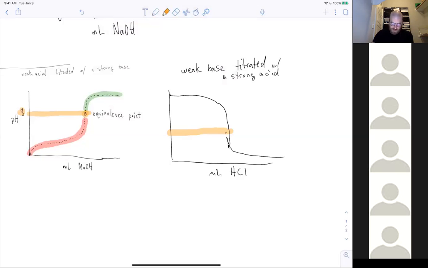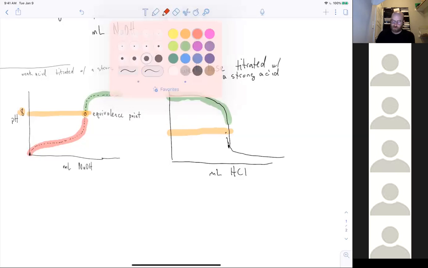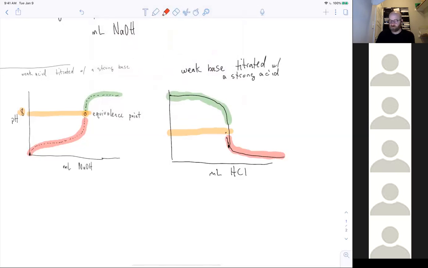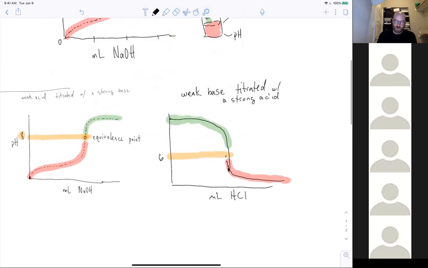So here, you start out basic, and then you pass through the equivalence point, and then things become acidic again. Here at the equivalence point, our pH is going to be somewhere around 6. So you can see that for a weak base titrated with a strong acid, the equivalence point has a pH that's lower than 7.